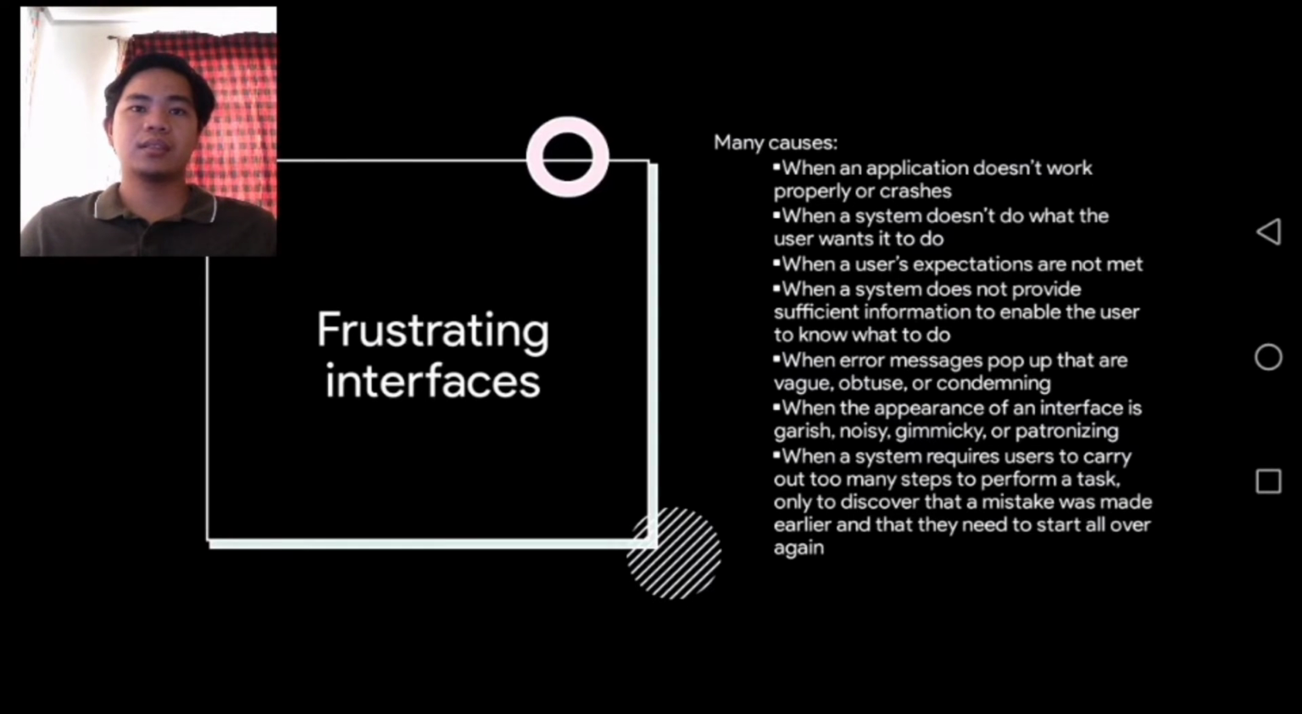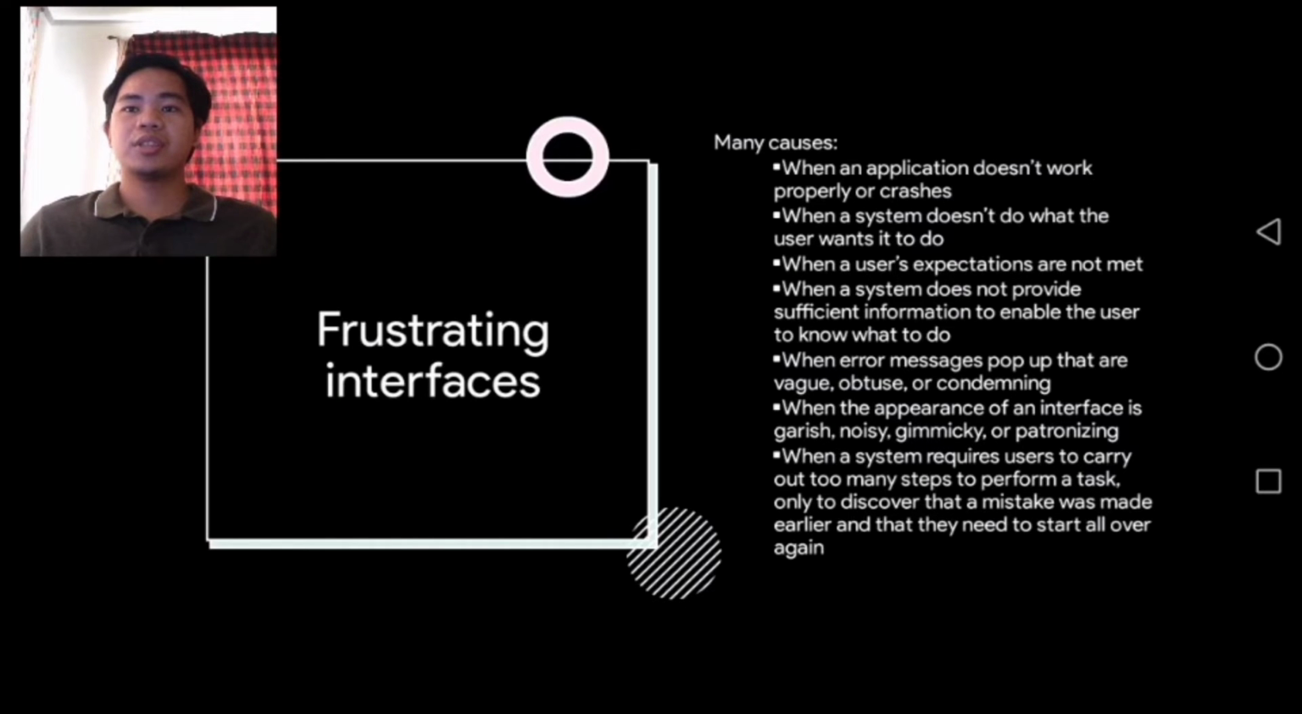Frustrating interfaces. This is described as a strong negative emotional state that users feel when they interact with technology or a computer system interface. There are many causes. When an application doesn't work properly or crashes. When a system doesn't do what the users want it to do. When a user's expectations are not met. When a system does not provide sufficient information to enable the users to know what to do.